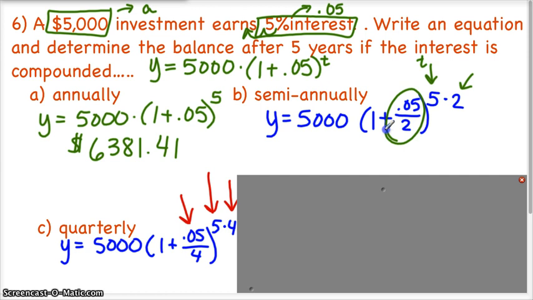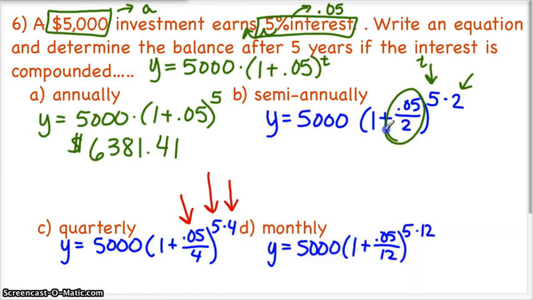Finally, let's take a look at monthly. There are 12 months in a year, so I'm going to get 1/12 of the interest each time. So I take my 5% and divide it by 12. I add that to 100% of the money that I deposited, and my exponent shows that it's going to be invested for 5 years, but I'm going to gain interest 12 times each of those 5 years.